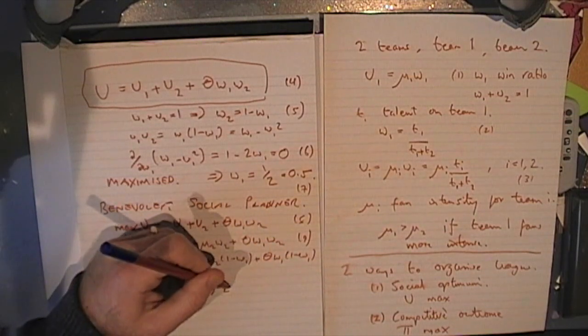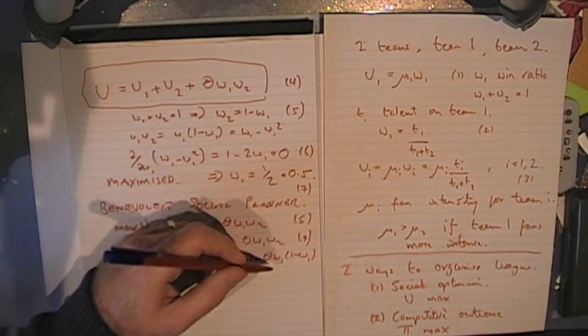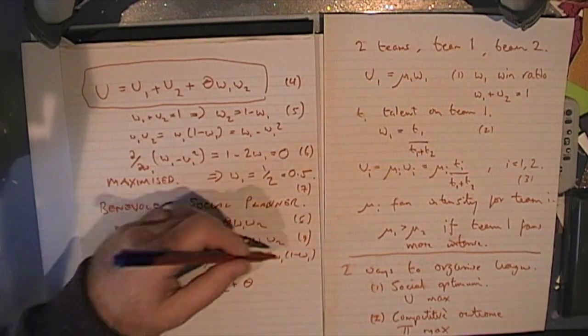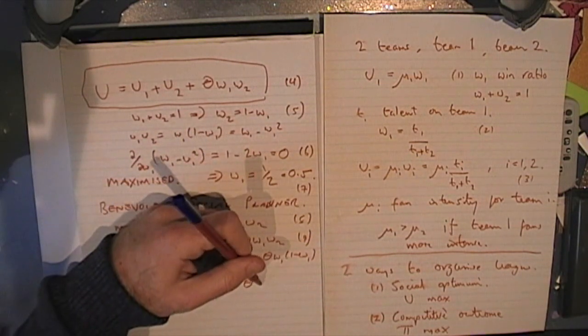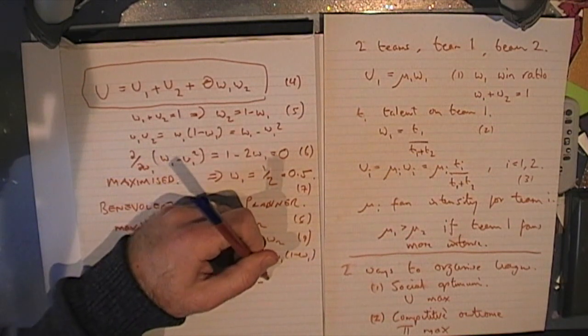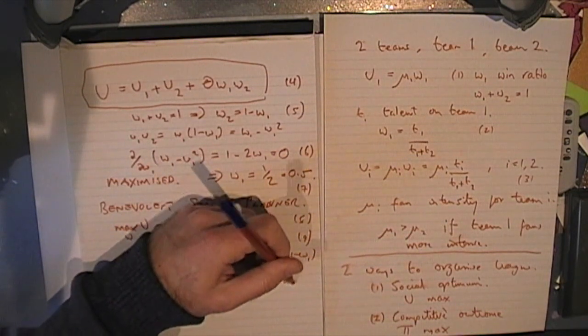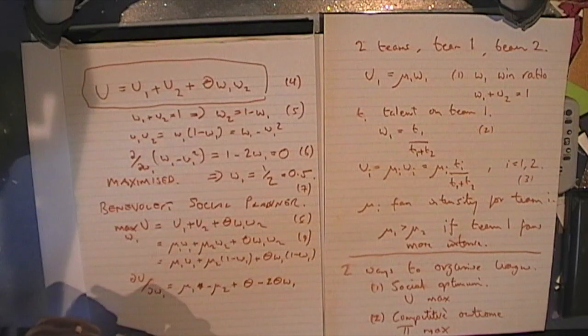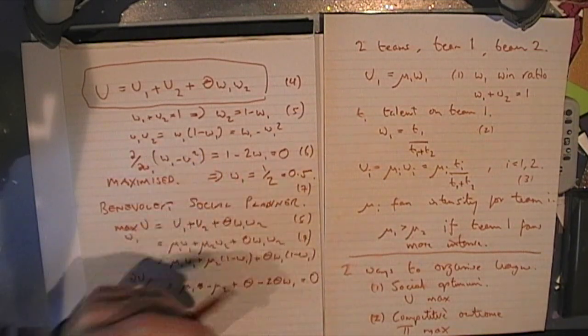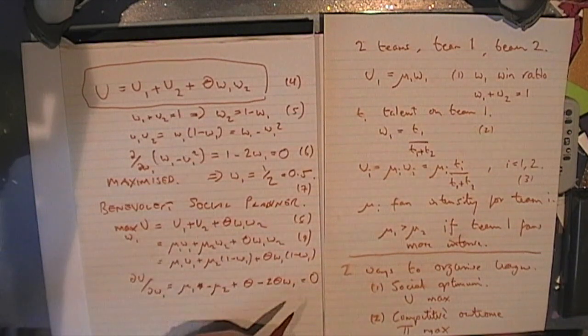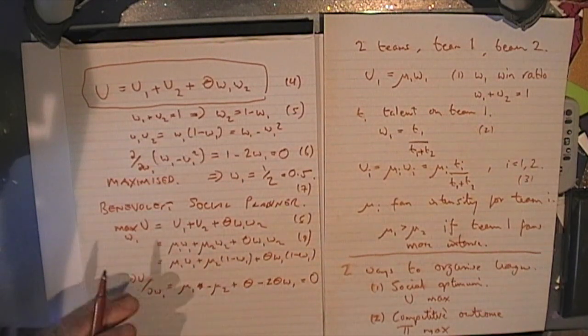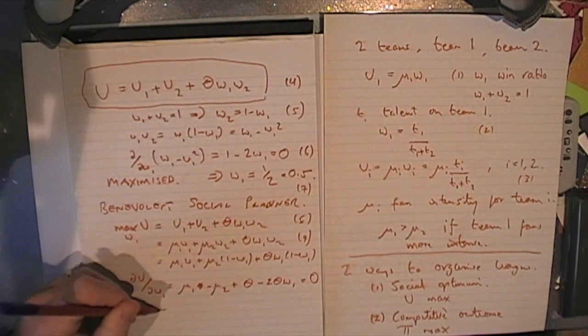Then we've got this thing over here. We're going to have plus theta times W1, so that will be plus theta. And then you've got minus W1 squared, so that will be minus 2 theta W1. Okay, and we're going to set that equal to 0 because we're maximizing. We could check the second derivatives, but we'll leave that for now. And we want to rearrange this for W1, the win ratio. That's the thing that we're choosing.